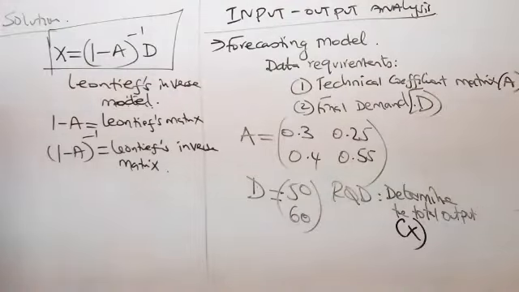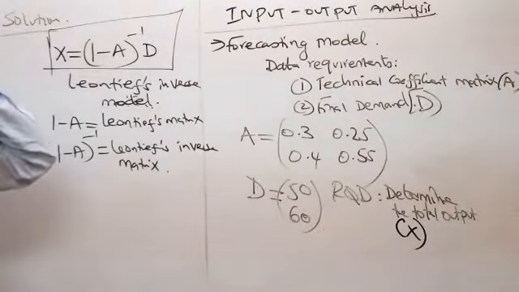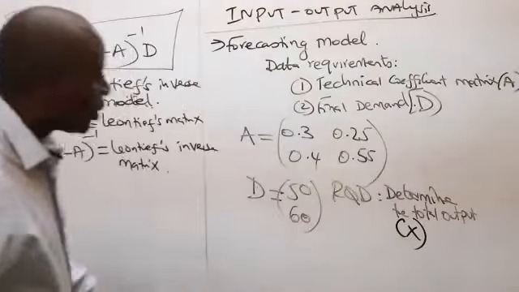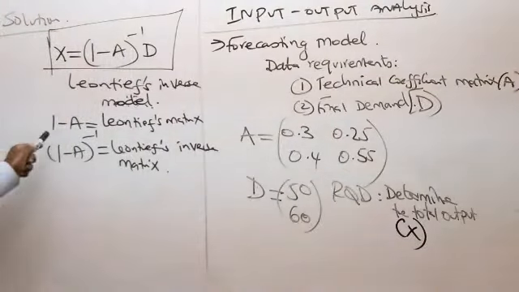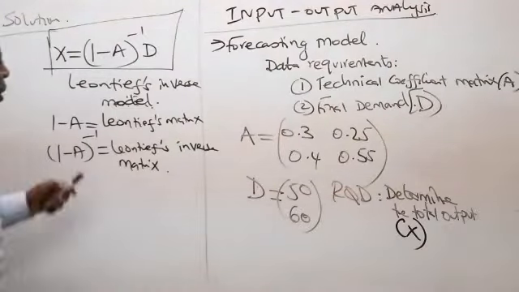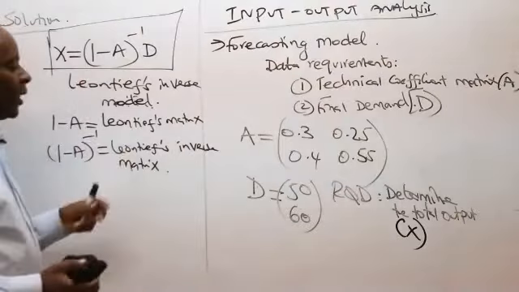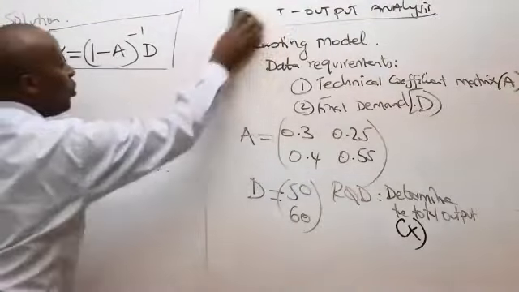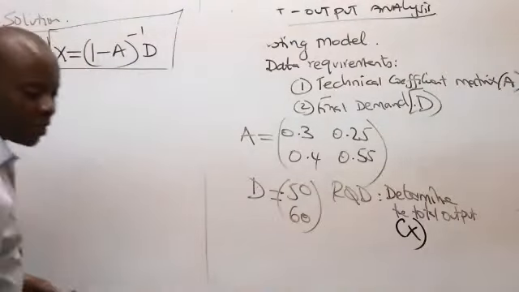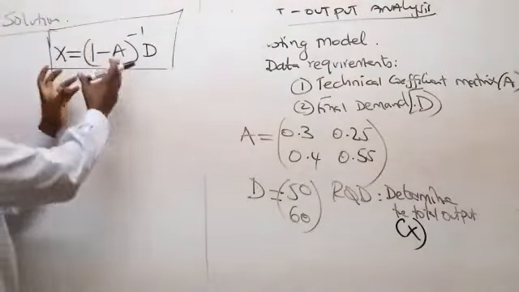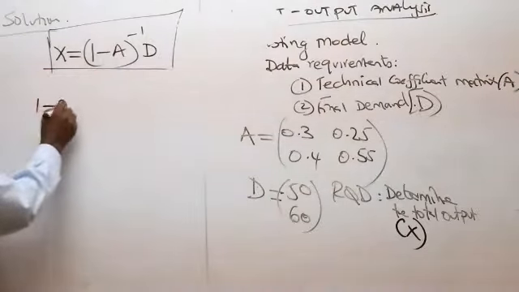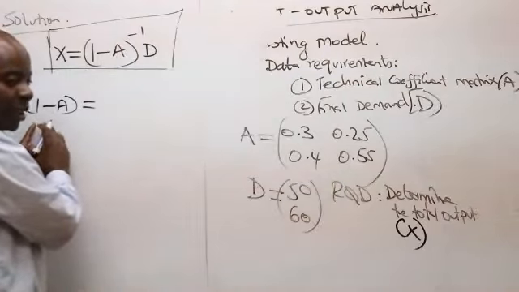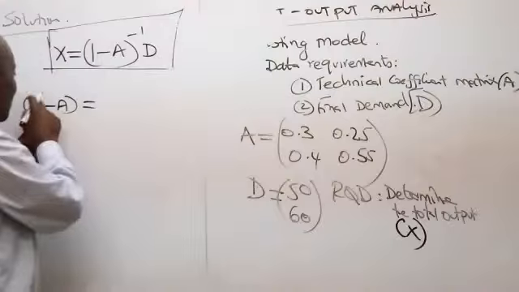Great. Ladies and gentlemen, listen to me very well. The first thing we want to do in this question, if you are following this model, is to get this Leontief's matrix, because it is the Leontief's matrix that we want to inverse. So I want us to ascertain what we call I minus A. Remember, if you watched your matrices very well, this is not one.